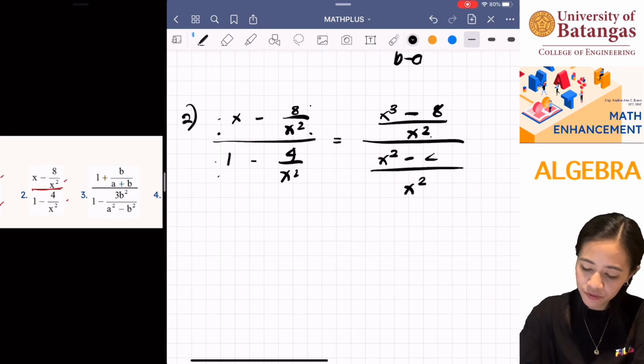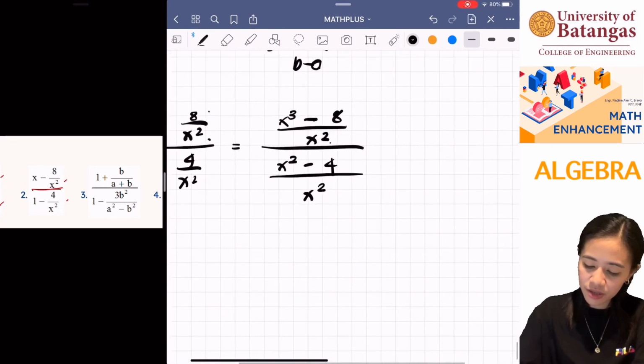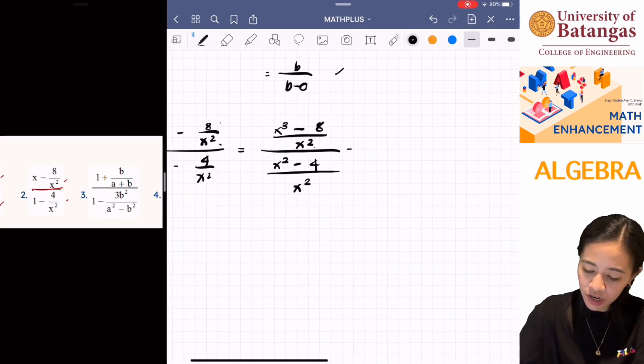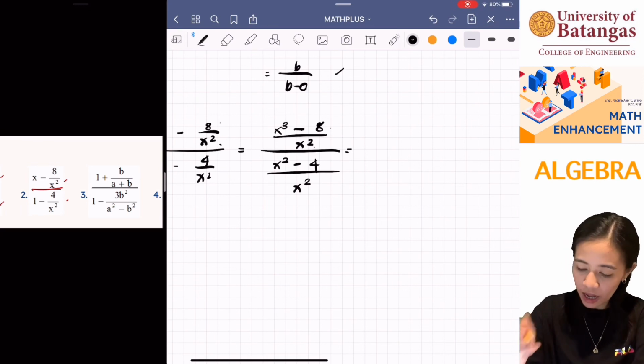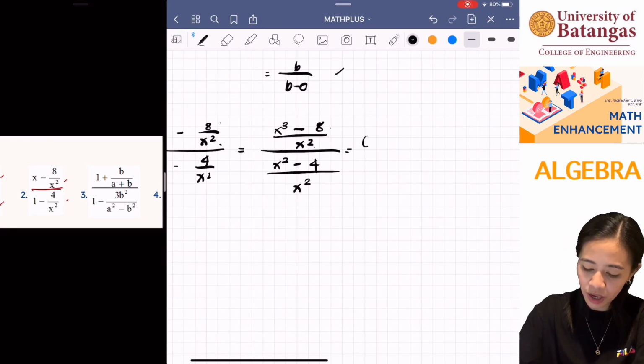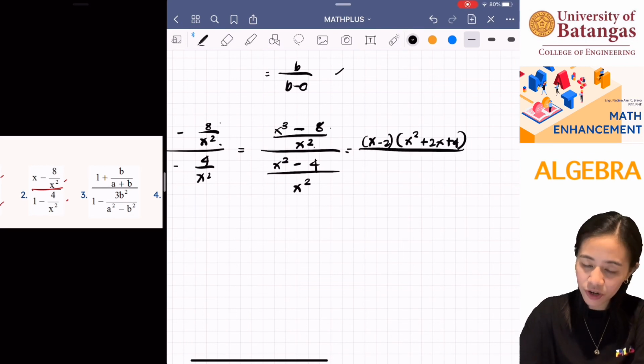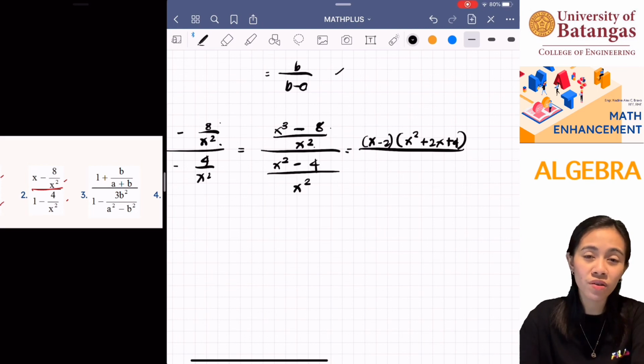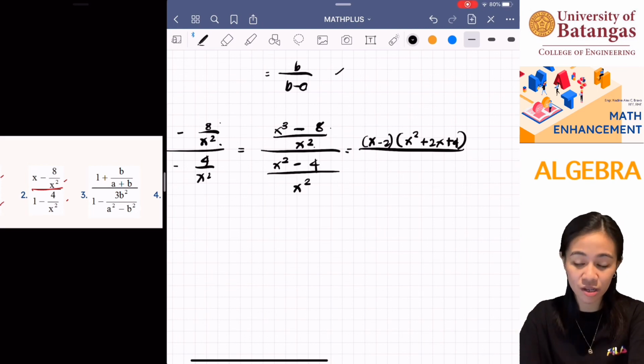Minus 4, di ba? And then we proceed with factoring ulit. So this is a difference of cubes. I'll factor that straight. So that would be x minus 2 times what? X squared plus 2x plus 4 all over. I'm assuming you know your factoring na, kaya hindi ko na masyadong ina-explain, okay?